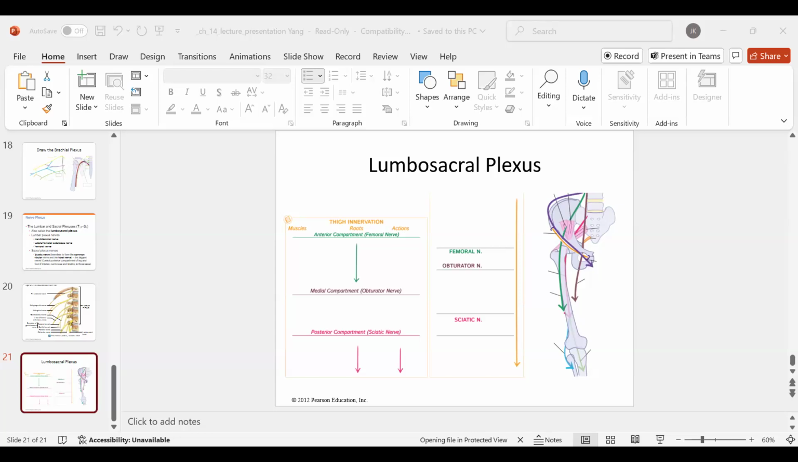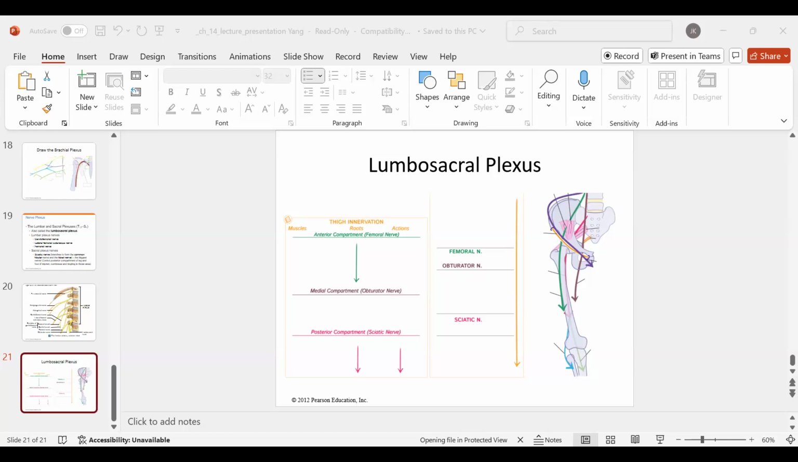Now for thigh innervation. Indicate that the thigh divides into 3 compartments. The femoral nerve innervates the anterior compartment. The obturator nerve innervates the medial compartment. The sciatic nerve innervates the posterior compartment. The one compartment, one nerve principle helps us remember each compartment's innervation and function.